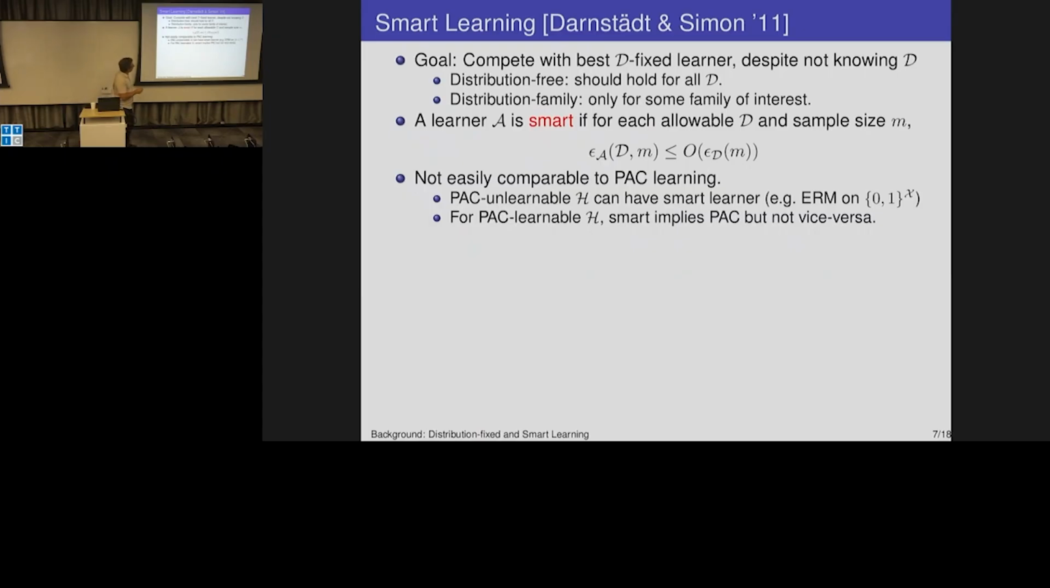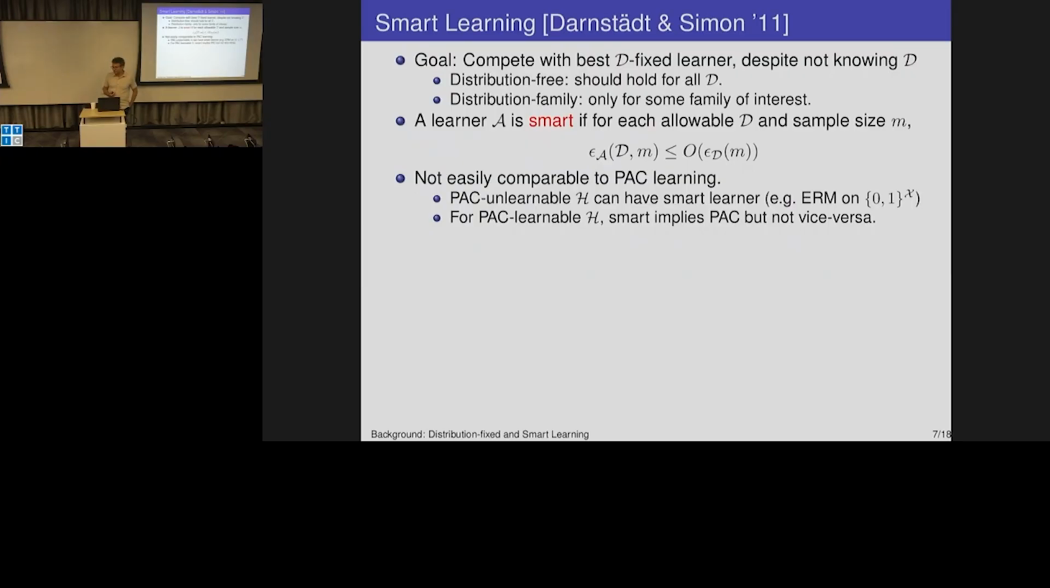So smart learning, first let's reflect on it. It turns out it's not easy to compare it to PAC learning. Let me give you a couple of reasons why. You can have a class that's not PAC learnable, but still has a smart learner. For example, if the class is the class of all functions on an infinite space, it's definitely not PAC learnable, but knowing the distribution doesn't help you either. So in some sense, any non-trivial learner will be smart there, because there's nothing interesting you can do.